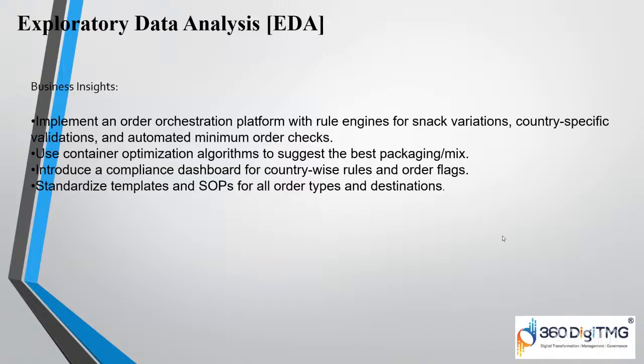These are the business insights. Implement an order orchestration platform with rule engines for snack variation, country-specific validation, and automated minimum order check. Use a container optimization algorithm to suggest the best packaging and mix. And introduce the compliance dashboard for country-wise rules and order flags.